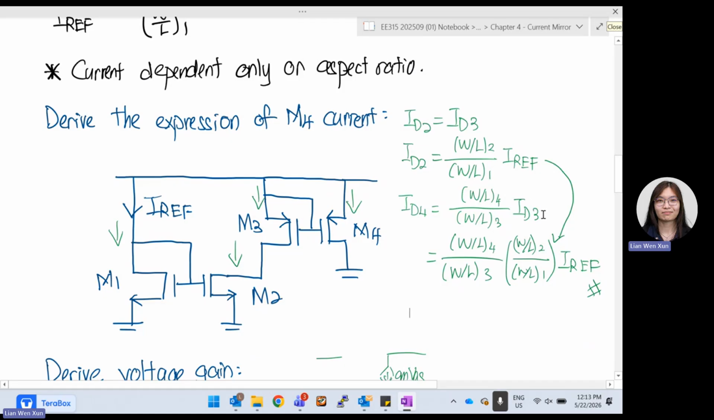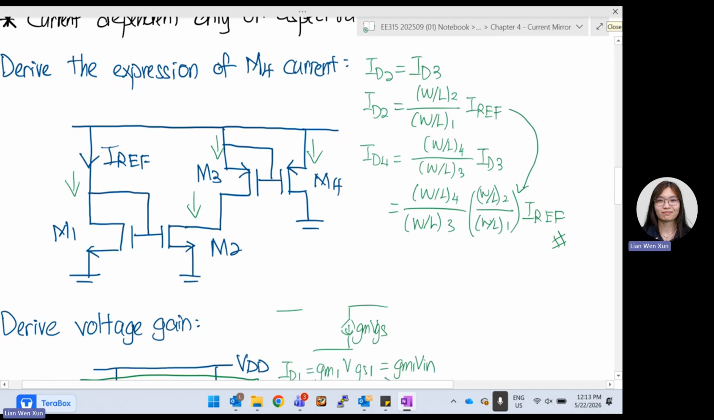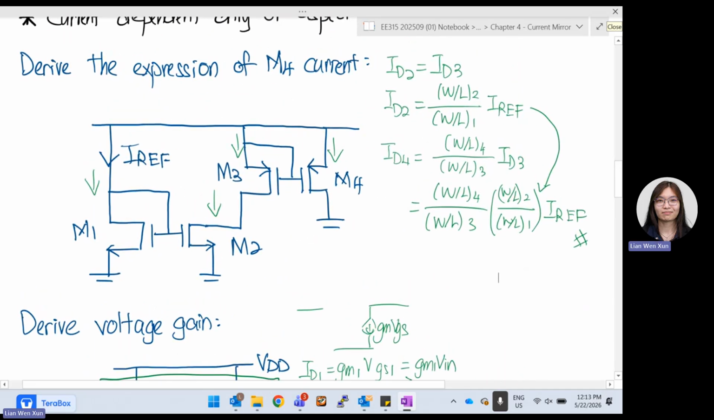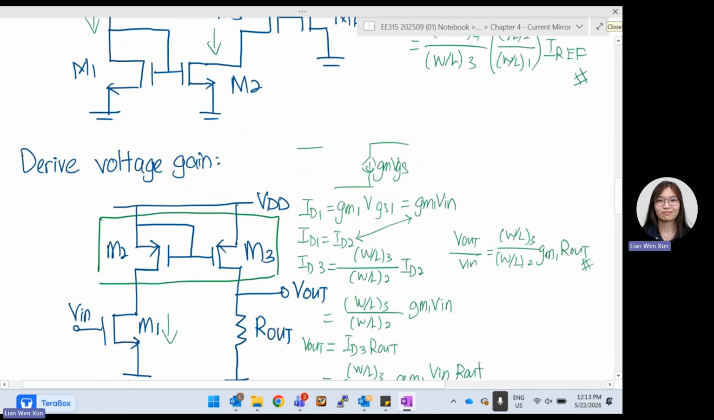So what is your ID3? ID3 is equal to ID2, so you put this whole term down. It is very easy. Current mirror is basically the easiest chapter in this class. I'm just copying all the currents. Okay, then next one.